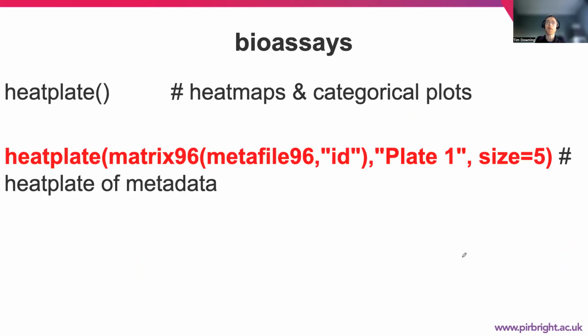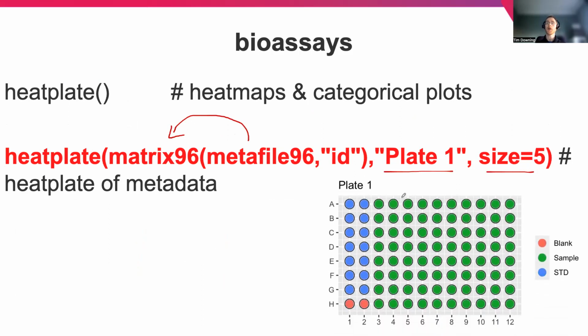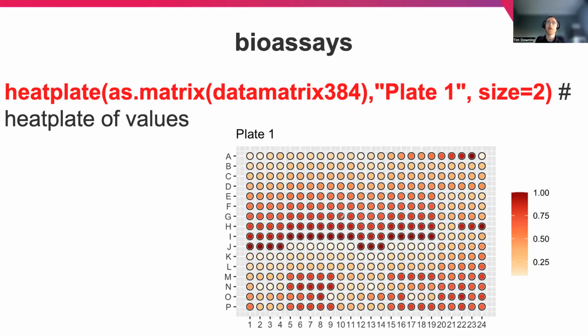We can also use the heat map function to visualize this data. So we import our metadata as a matrix, specifying the plate type and the size here, so that plate 1 is the title. We'll see a picture like this where we have our blanks, samples and standards visualized across our different plates. We can also use the data as well as the metadata.